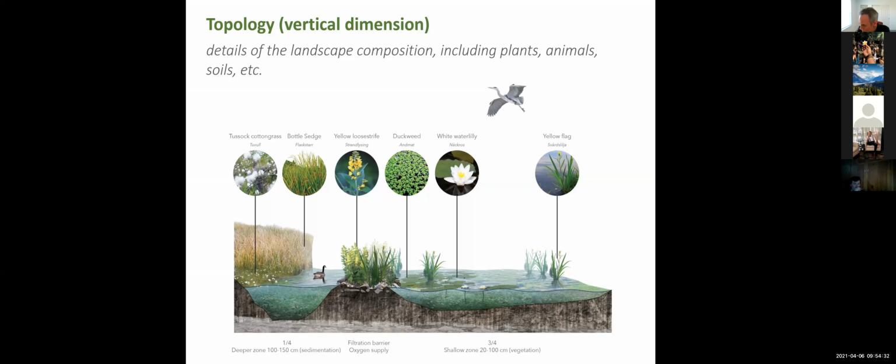And then the next measure is topology, and that is the vertical dimension. So chorology was the horizontal dimension, topology is the vertical dimension of the mosaic, and that refers to the details of the landscape composition, including plants, animals, soils, and other elements.